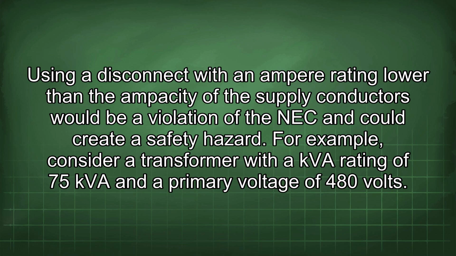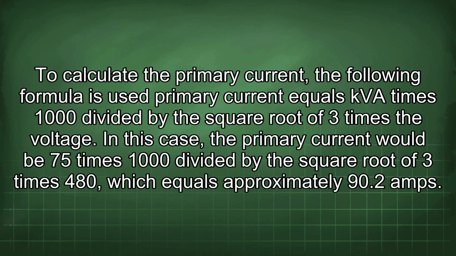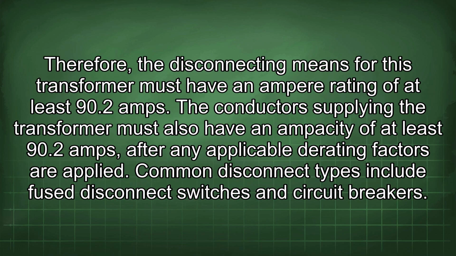For example, consider a transformer with a kVA rating of 75 kVA and a primary voltage of 480 volts. To calculate the primary current, the following formula is used. Primary current equals kVA times 1000 divided by the square root of 3 times the voltage. In this case, the primary current would be 75 times 1000 divided by the square root of 3 times 480, which equals approximately 90.2 amps. Therefore, the disconnecting means for this transformer must have an ampere rating of at least 90.2 amps.